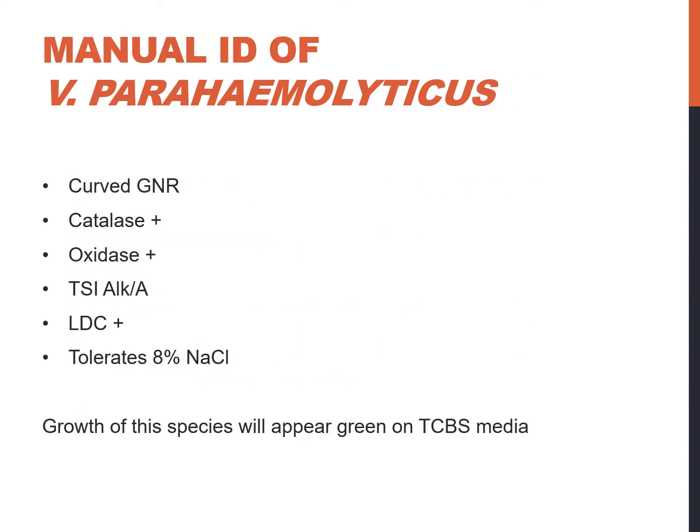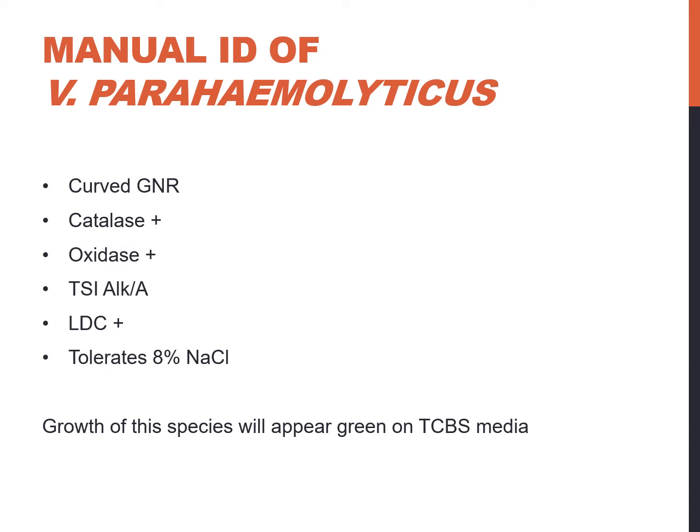To identify Vibrio parahaemolyticus, one of the first things we want to do is a gram stain. You will find that it is a curved gram-negative rod. Enzymatically, it is catalase positive and oxidase positive. On the TSI, it is alkaline over acid because it does not ferment sucrose. It is lysine decarboxylase positive, and it does tolerate 8% sodium chloride, but it will not tolerate 10% sodium chloride.